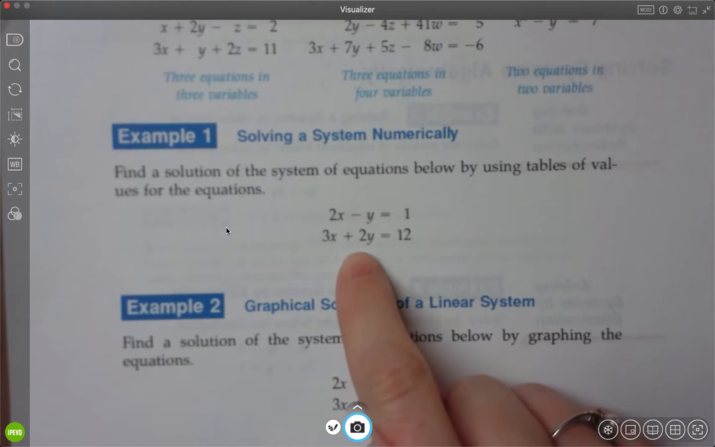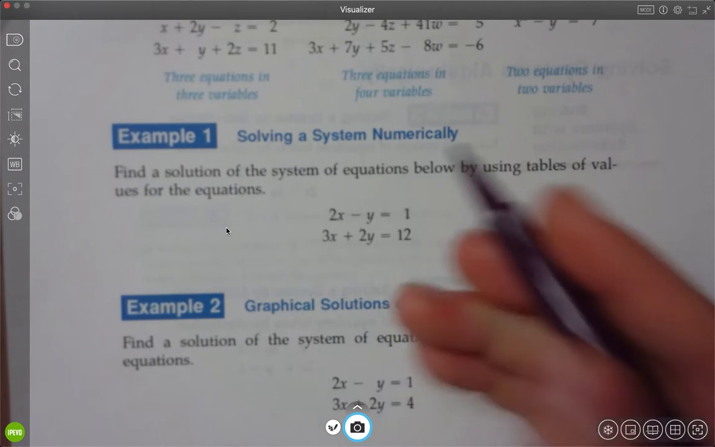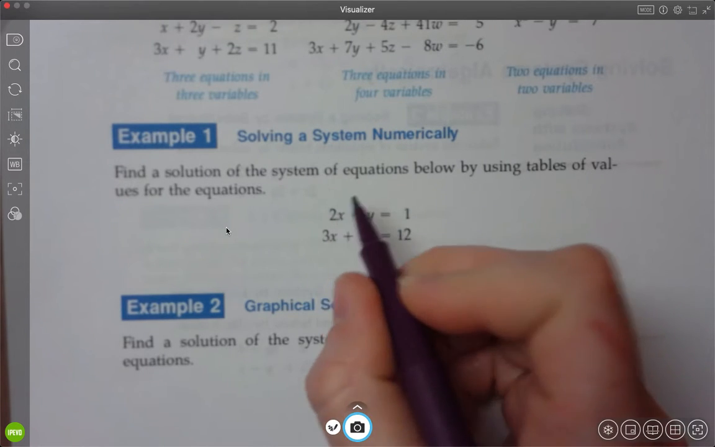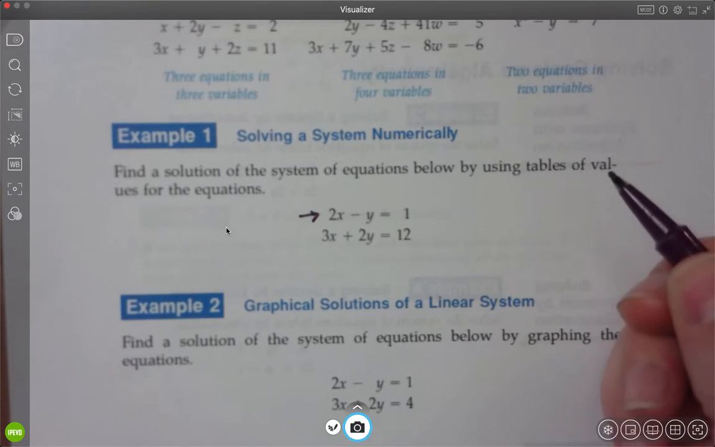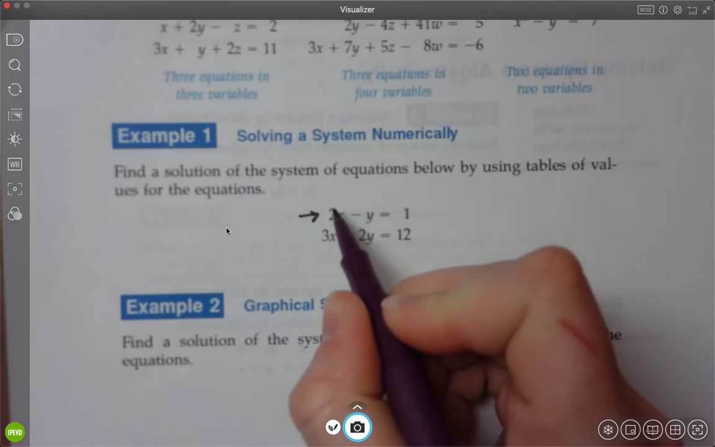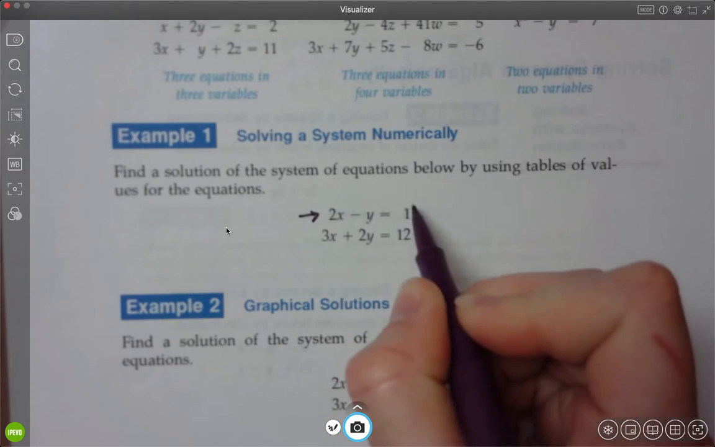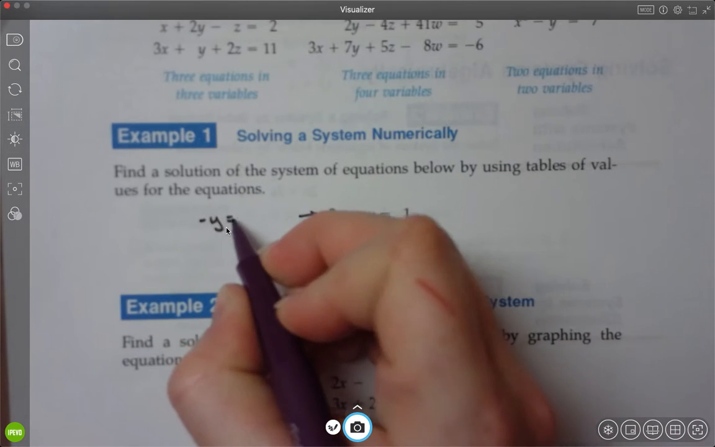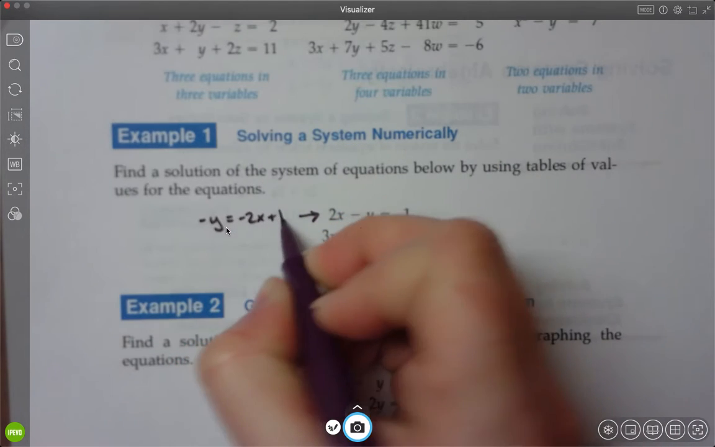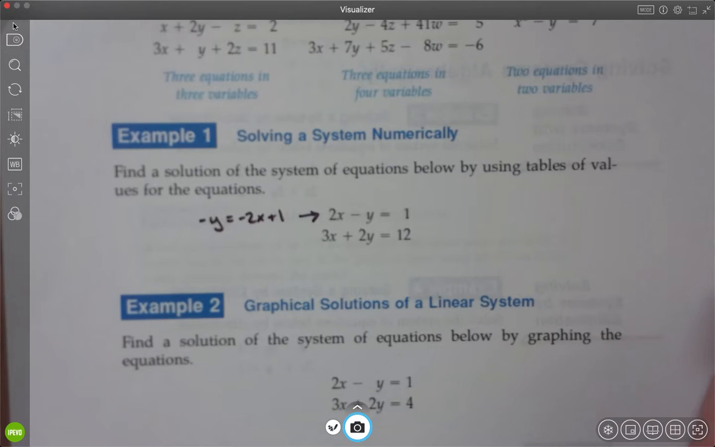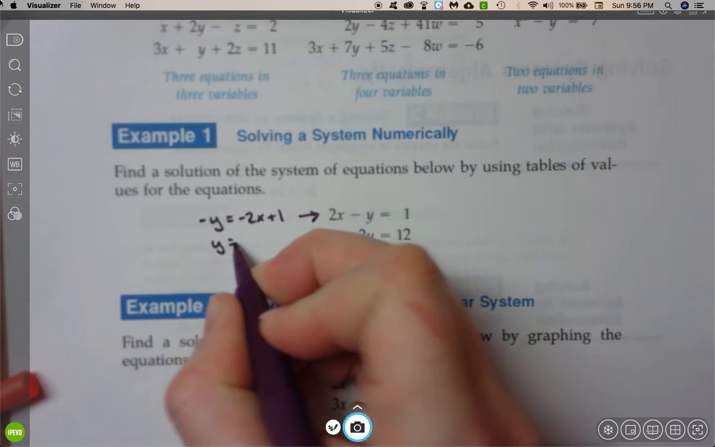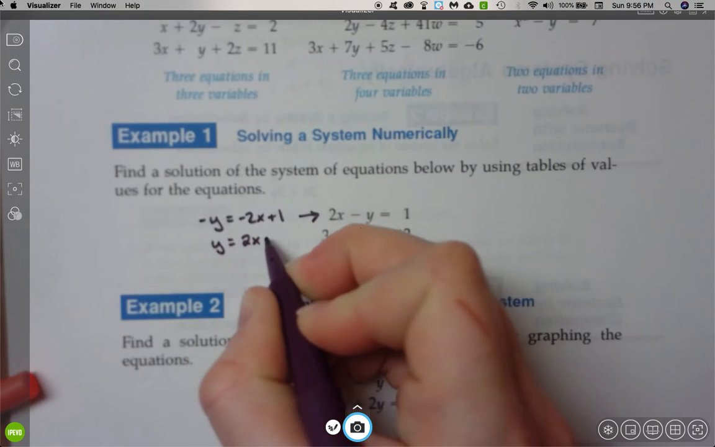They're going to start us with 2 systems of linear equations. This is x to the first power, y to the first power. What I'm going to do to start with is put them into slope-intercept form. I'm going to solve for y here. So if I kick this 2x to the other side and we solve for y, we'll have negative y equals negative 2x plus 1. Then if I divide that negative over to the other side, I will have y equals positive 2x minus 1. That's what it will look like.